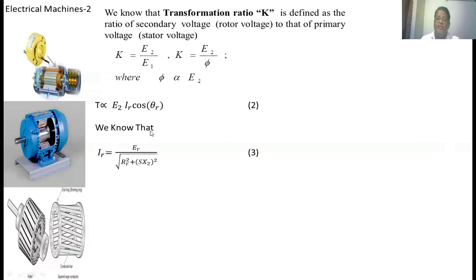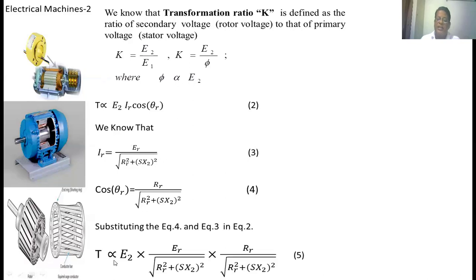We know from the circuit that IR equals ER by square root of RR square plus S into X2 whole square. The rotor power factor cos theta R equals RR by square root of RR square plus S into X2 whole square. Now substitute these two equations in the proportionality T proportional to E2 into the rotor current into the rotor power factor in the running condition. Here ER is the rotor voltage in running condition. In place of ER, you can write S into E2.